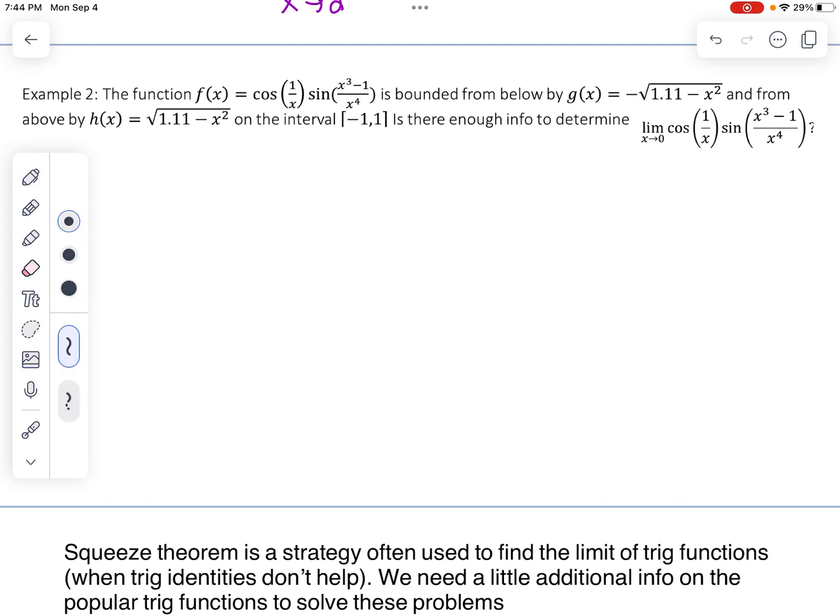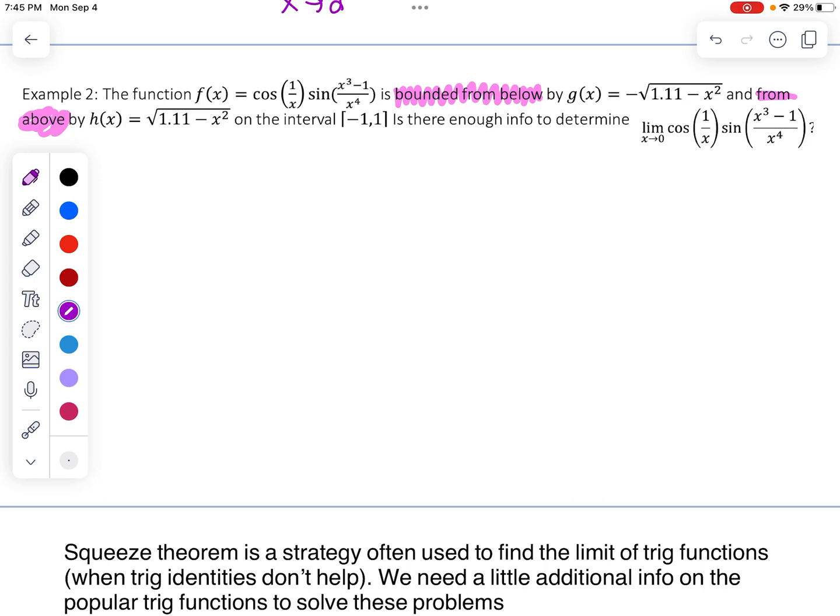Another thing that indicates to me that I need to use the squeeze theorem is this language, "bounded from below and then from above." So that kind of tells me, okay, well, we're going to use our inequalities there. And so that's another hint to tell me that I should be using the squeeze theorem.